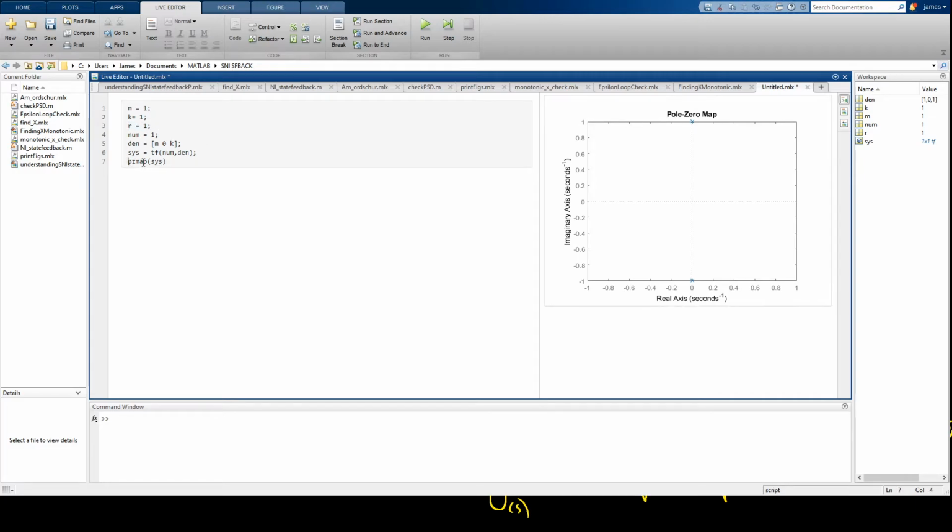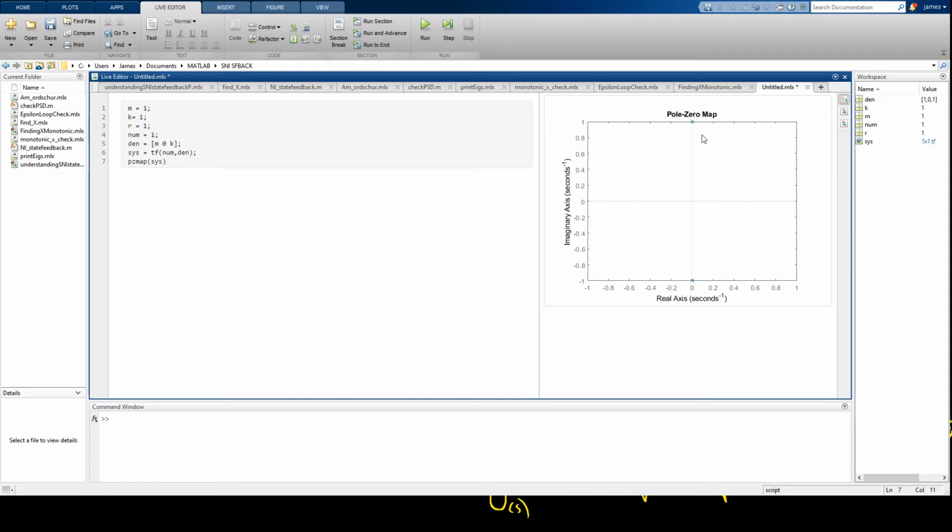And what I've done is this pzmap command, so it produces a plot of the eigenvalues of the system in this case. And what we see is we have two complex poles, or a complex conjugate pair, with 0 real component and an imaginary component of 1.